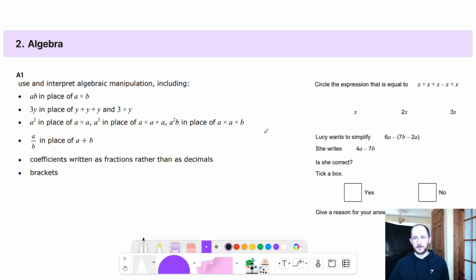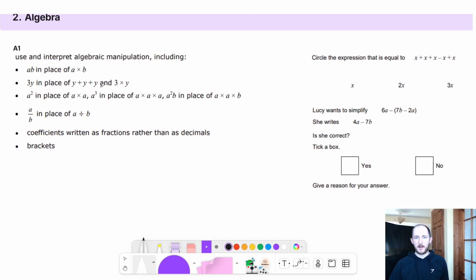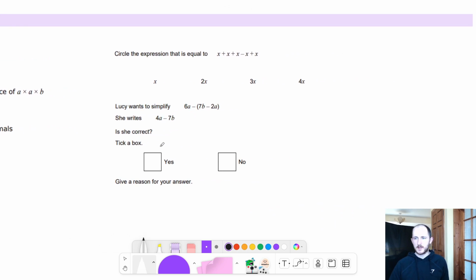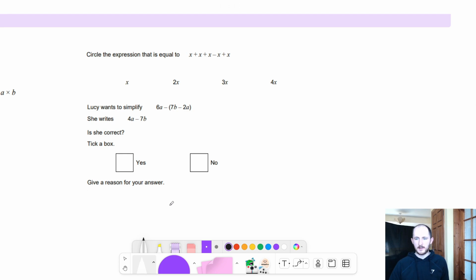So now we're going to do algebra. This is a very meaty section as well, but on the bright side, the 4 after this are actually pretty short. Well, in comparison anyway. I think there's about 20 topics for algebra. So you need to be able to essentially use all of these, okay? So this is the basics of algebra: ab instead of a times b, 3y instead of y plus y, and so on.